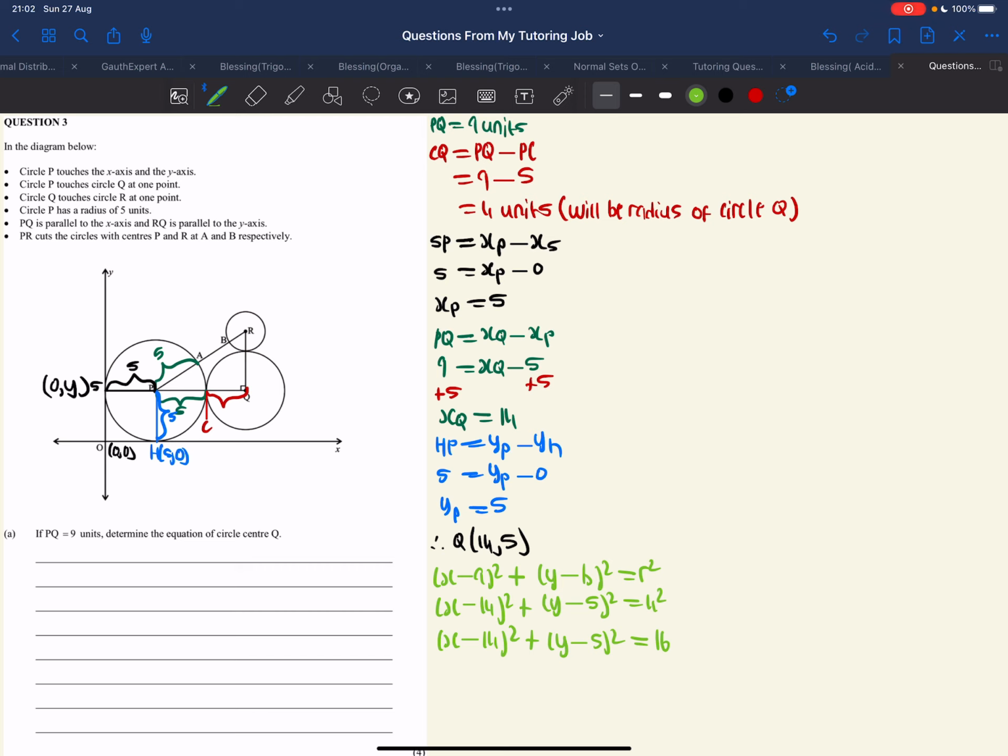All right, so in this question, this is the answer that we were looking for, the equation of the circle with center Q. The equation that you should find should be x minus 14 squared plus y minus 5 squared equals 16. So this is the answer that we are looking for at the end of that question. Hopefully that's understandable to you.